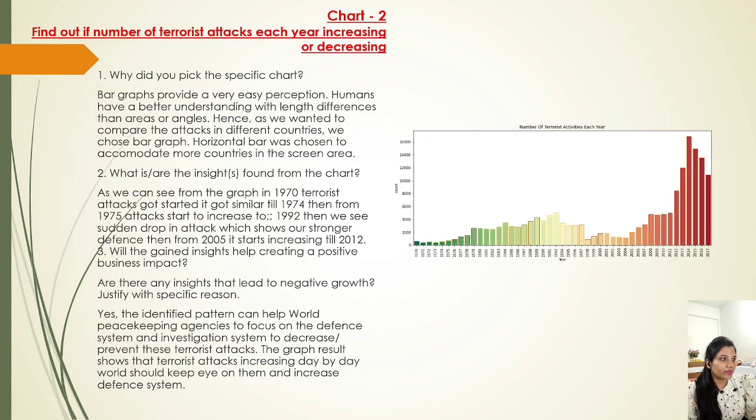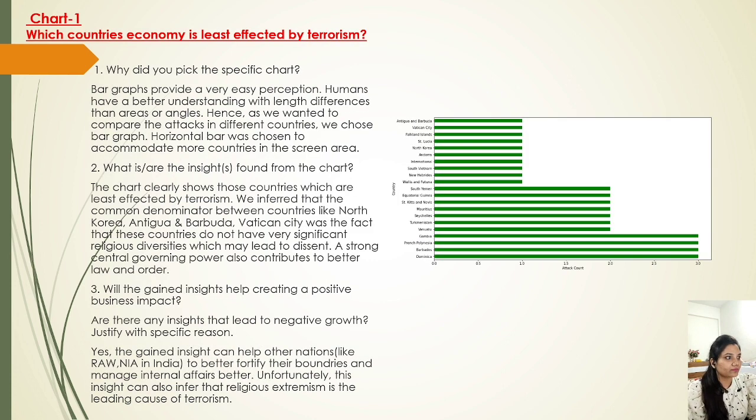Here are the insights found from the chart. The chart clearly shows those countries which are least affected by terrorism. We inferred that the common denominator between countries like North Korea, Antigua and Barbuda, and Vatican City was the fact that these countries do not have very significant regional diversities, which may lead to dissent. A strong central governing power also contributes to better law and order.